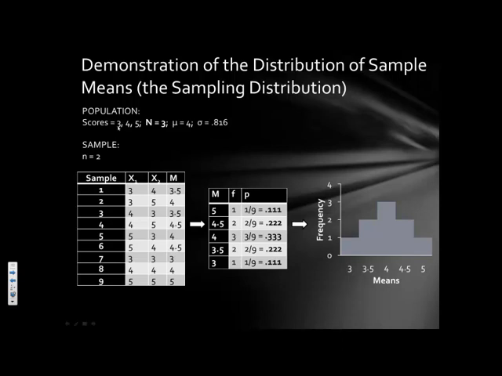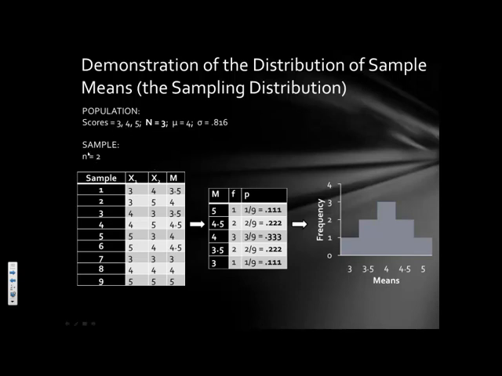All right, let's say that we've just got 3 people in our population. One has a score of 3, one has a score of 4, and one has a score of 5. And here's the mean and standard deviation for this population. Well, remember, the distribution of sample means is every single possible sample mean of a specific sample size from a single population. Well, here's our population.